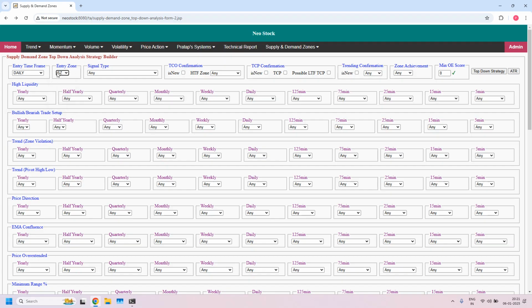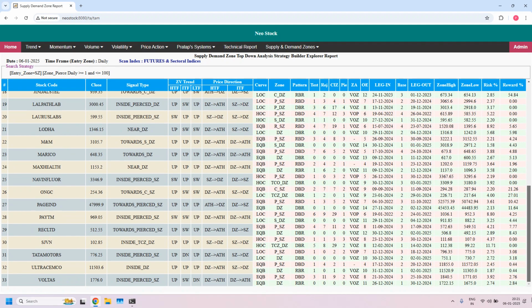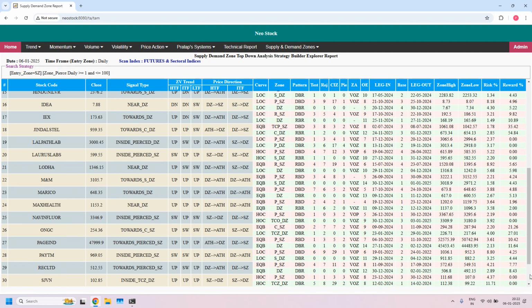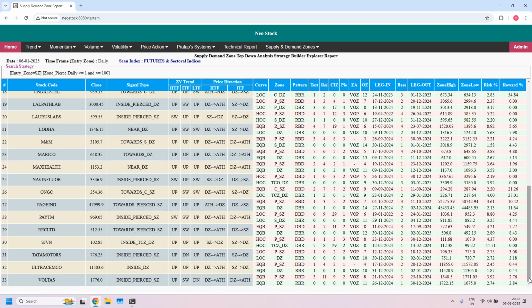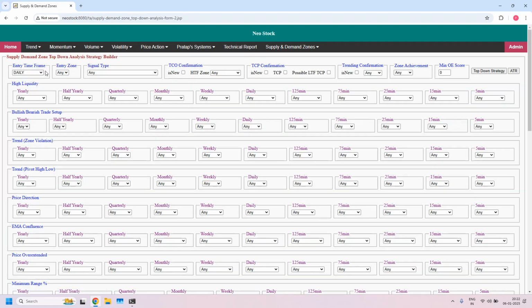The supply zones should be pierced. Supply zones. Let me filter. Now 33 stocks are filtered. First 15 stocks in the list. I am scrolling the list down. So total 33 stocks. Okay, next daily time frame.